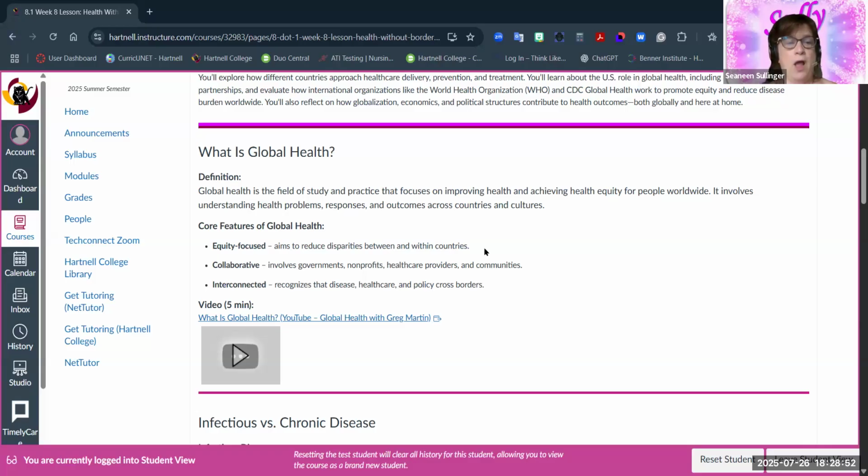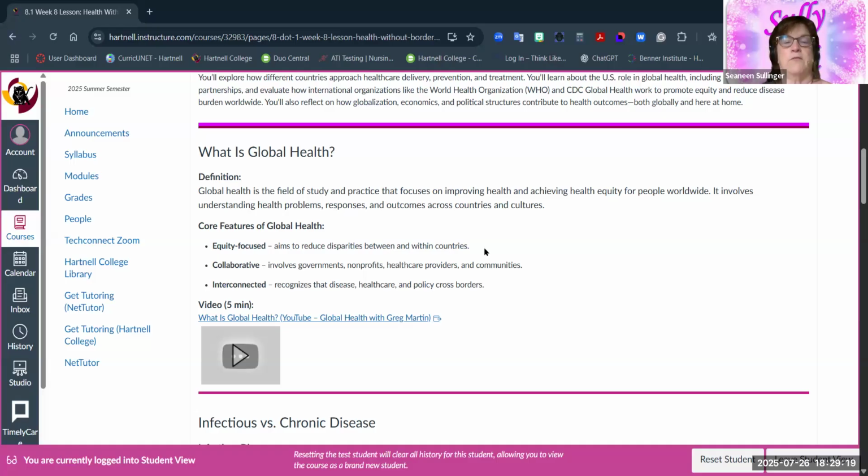So core features of global health would be that it's equity focused, right? We aim to reduce the disparities, even in other countries. We know we call them third world countries, or we say first world problems. Third world countries, some countries don't have the resources, but that doesn't mean that they can't think of creative ways to meet the needs and try to be equity focused. And so hopefully other countries can help as well.